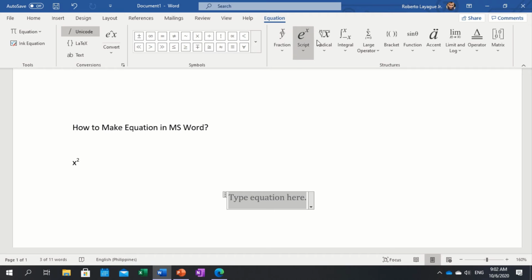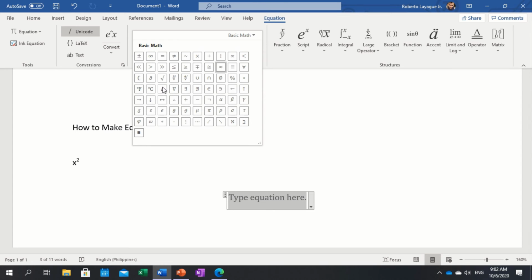There are a lot of functionalities, from fraction, scripting, which is superscript and subscript, radicals, and then for advanced, integrals, summation, brackets, trigonometry, accents for geometry, limits for calculus, and then operators for set theory. And they have a lot of symbols that you want to use already here.